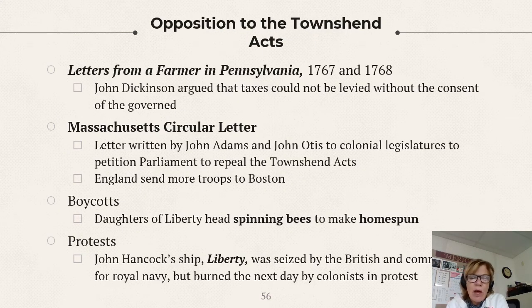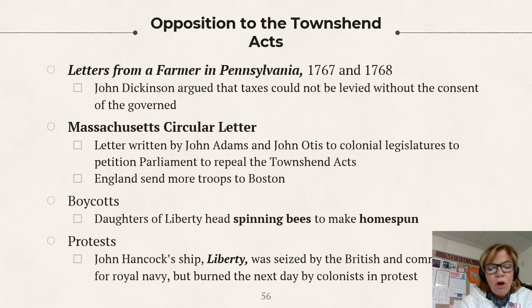It's kind of the same response to the Townshend Acts as what we originally saw with the Stamp Act, right? So we get some people writing. One person, John Dickinson, writes a series of letters from a farmer in Pennsylvania, right? And here he argues that taxes cannot be levied against people without their consent. So this is essentially no taxation without representation. There's also a circular, a letter that goes around to all the colonial legislatures, urging them to appeal to Parliament to repeal these taxes, right?